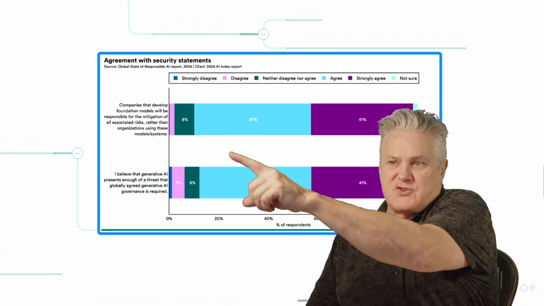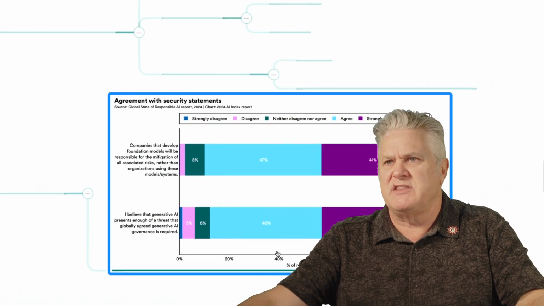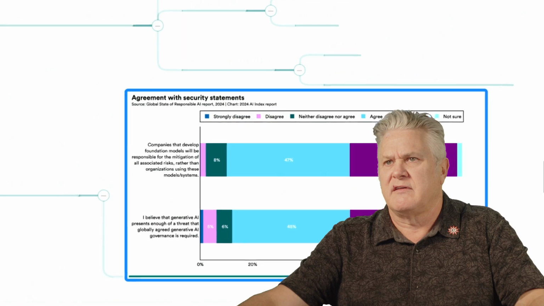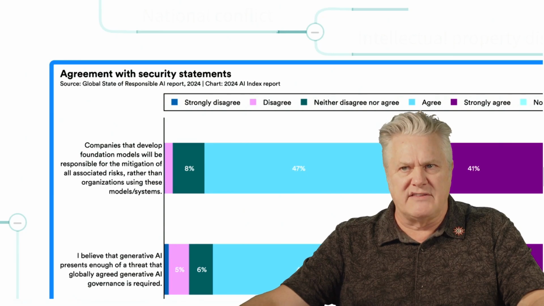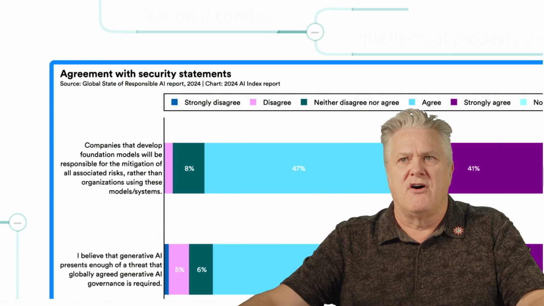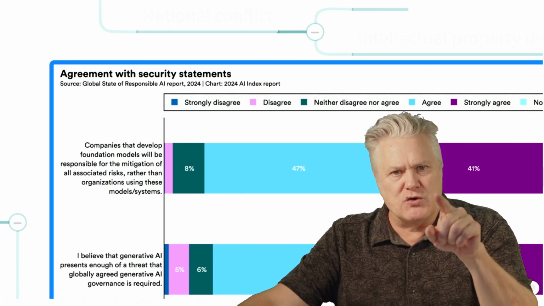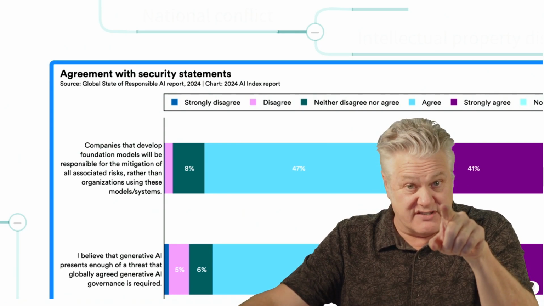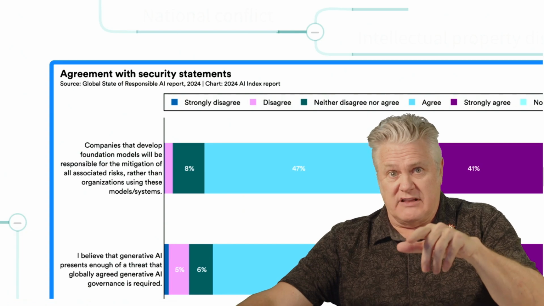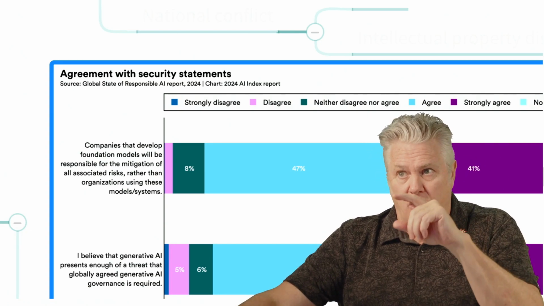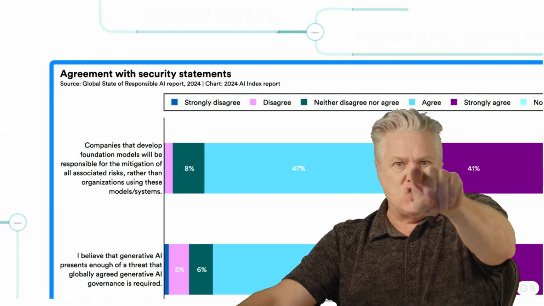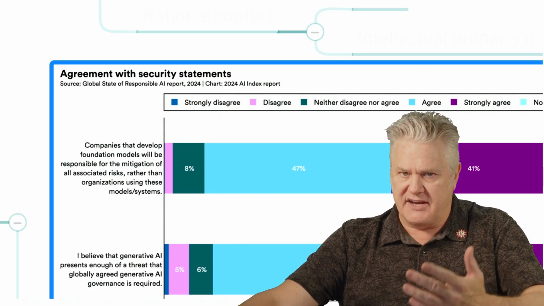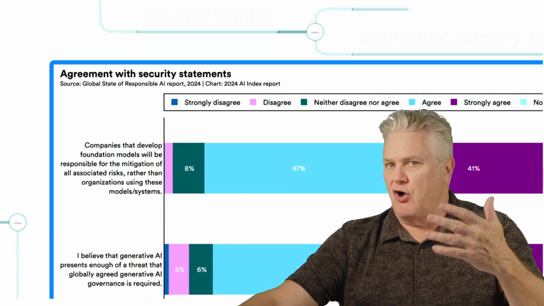Now, the first question, if we zoom in there, let's go ahead and zoom in there a little bit. It says, companies that develop foundational models will be responsible for the mitigation of all associated risk rather than organizations using these models or systems. If you are in the AI business, you work for the latest and greatest AI business, the laws or the people that are going to be making laws, 80% of the people out there say you are responsible. Be careful about that. Realize you're going to have to follow these new laws that are coming up.